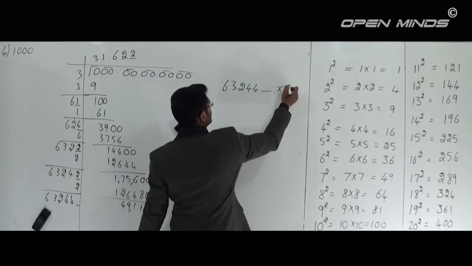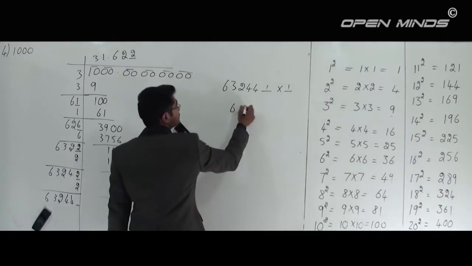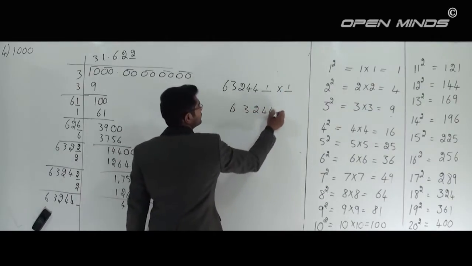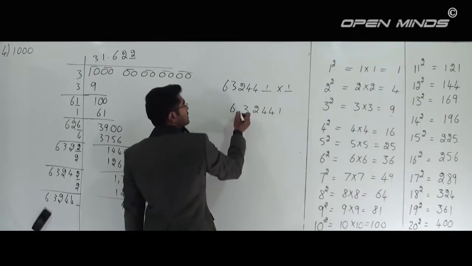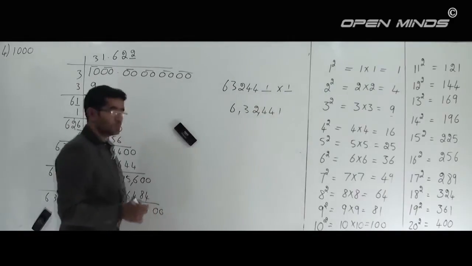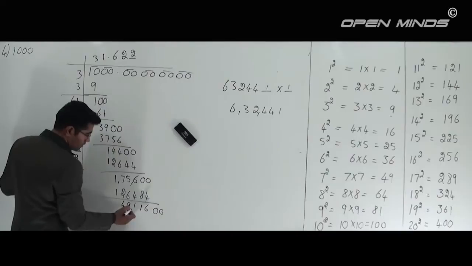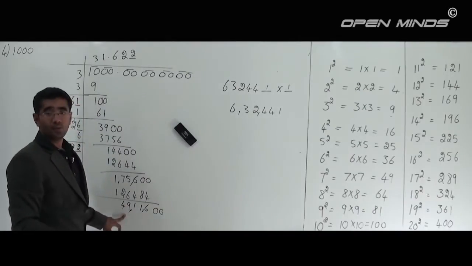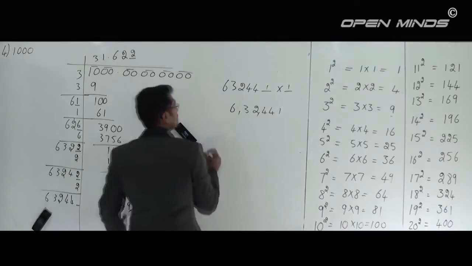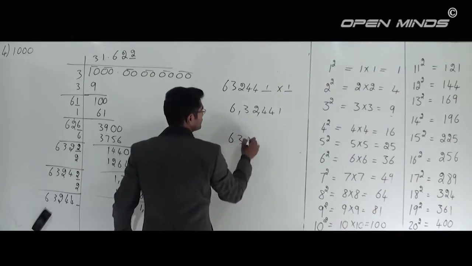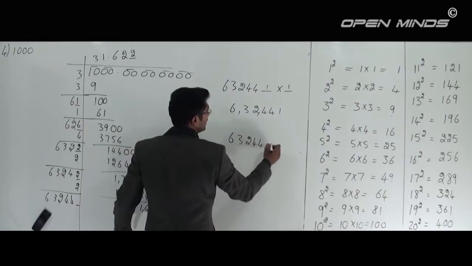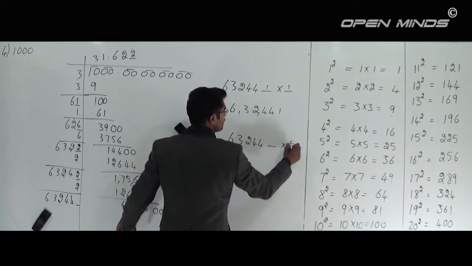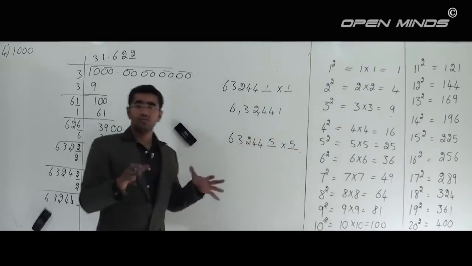Whatever I write here, if I take 1 and 1 here, I'll get what? 6 3 2 4 4 1. It means nothing but 6,32,000. So what do I have here? It's like 49,11,000. So 49 lakhs is big, right? So 1 is not a good option. So let me take 6 3 2 4 4, and let's take 5 this time. So we'll do a couple of experiments and come back.